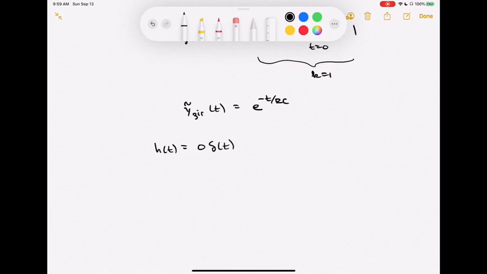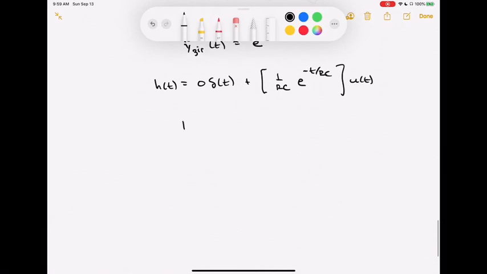So a0 delta t plus what is PD? PD was 1 over RC. What is y tilde ZIR? That is an e to the minus t by RC, all made causal, u of t. Clean that up just a little bit, make it look a little more pretty. I get h of t equals 1 over RC, e to the minus t by RC, u of t. Let's go ahead and plot that out and see what it looks like.